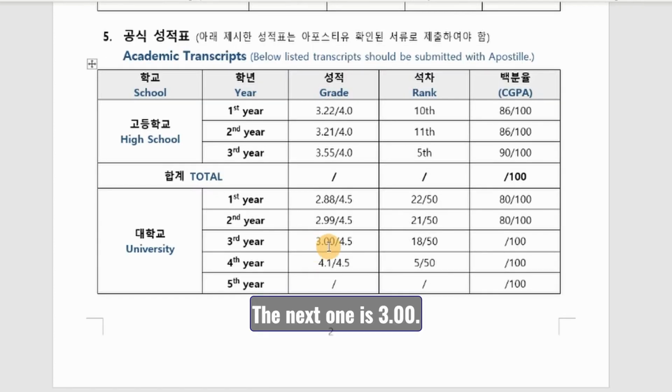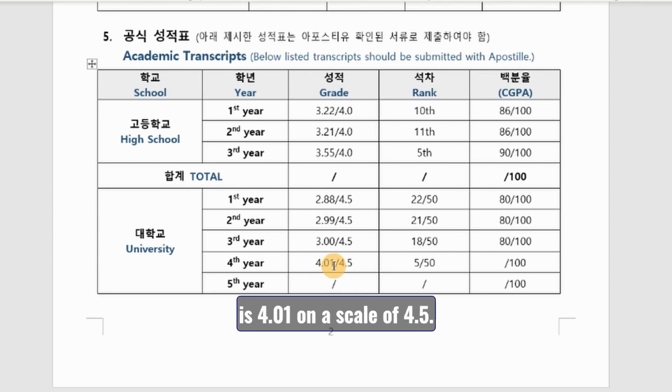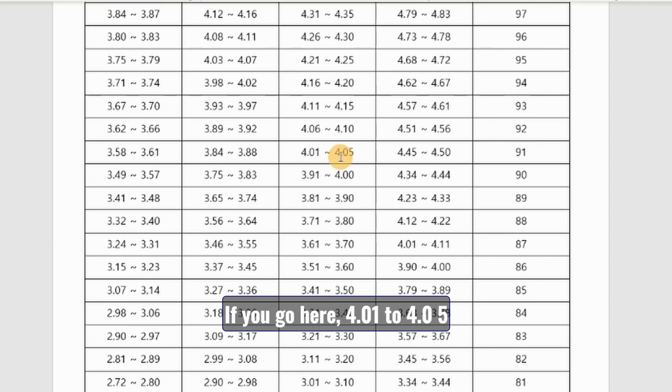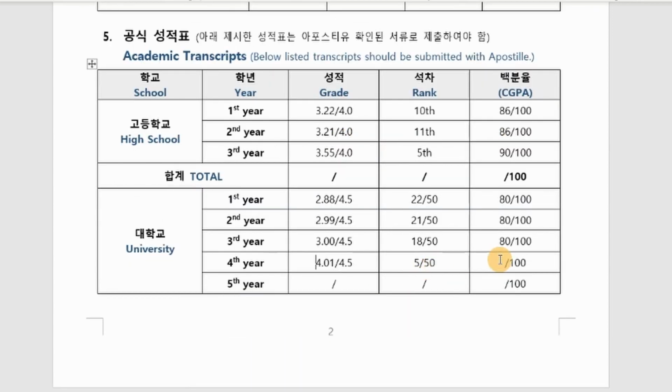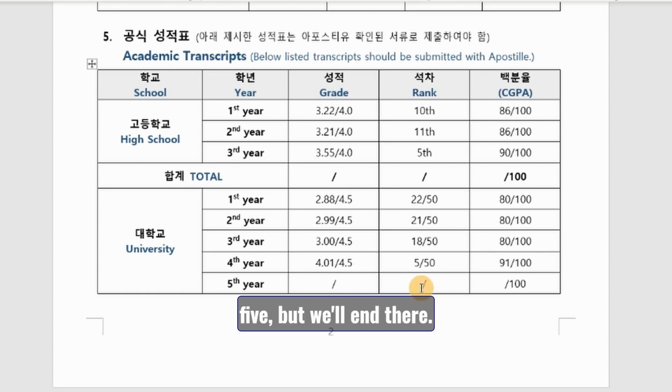The next one is 3.00. If you go back to the conversion, it is here. The next one is 4.01 on a scale of 4.5. If you go here, 4.01 to 4.05, it's 91. You go there and write 91. That is as far as conversion of CGPA is concerned. In case the total number of years for your BA was 5 years, then you have to fill out number 5, but we will end there.